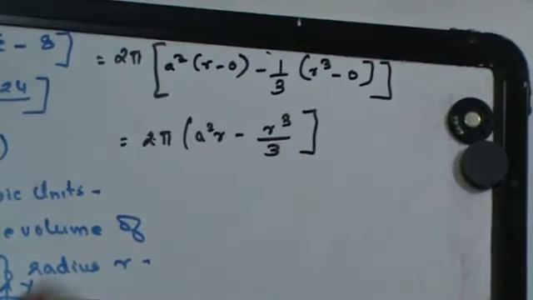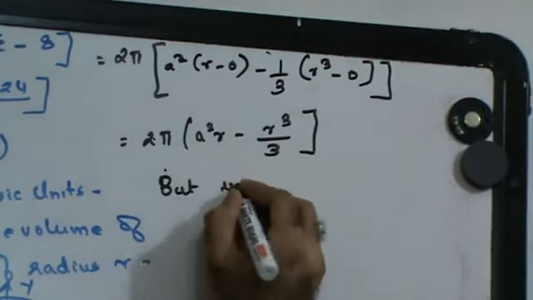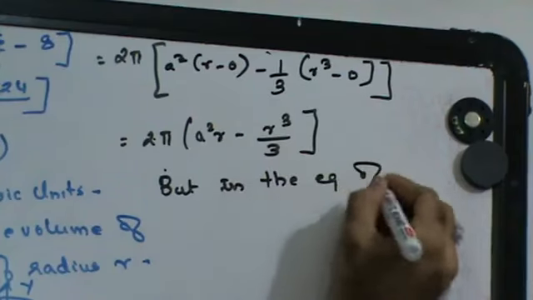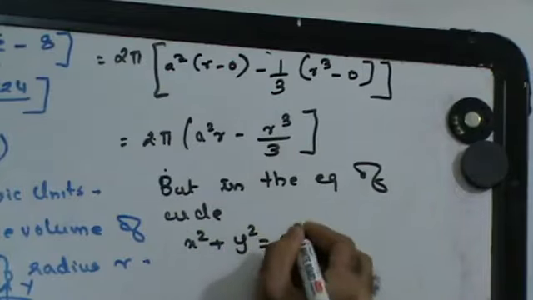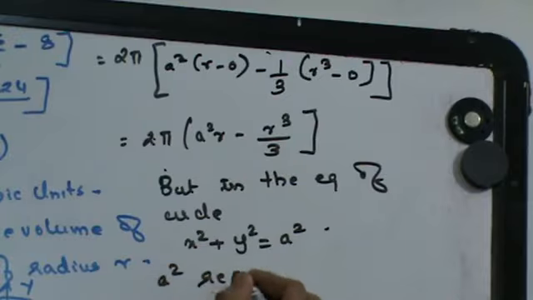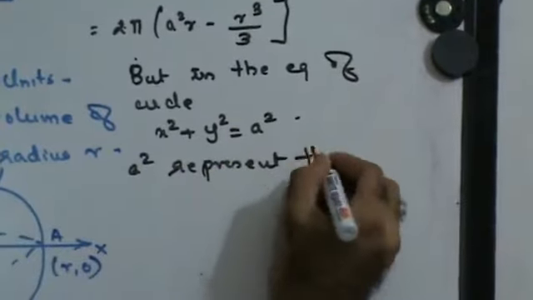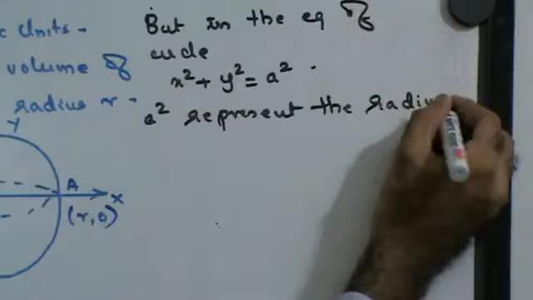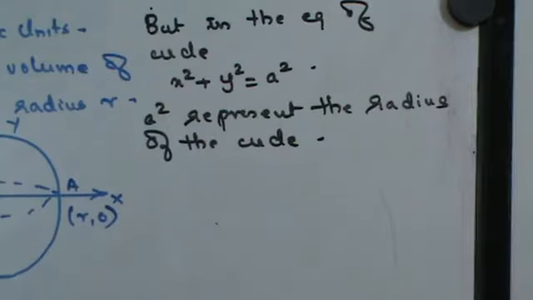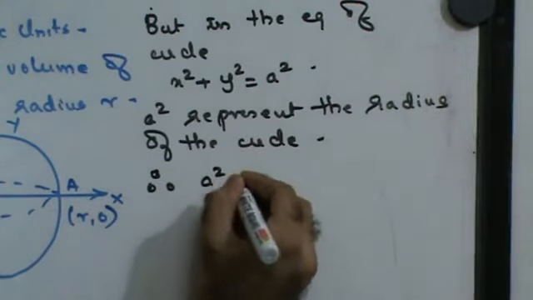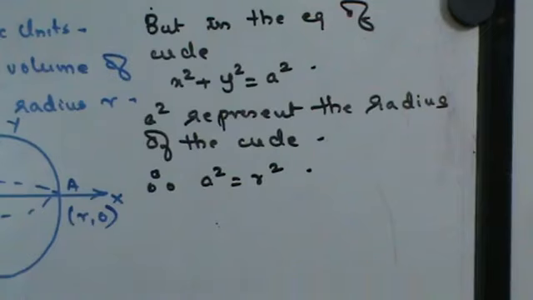Right? But in the equation of circle, x square plus y square is equal to a square. A square represents the radius of the circle. Right? In this equation, x square plus y square is equal to a square. What is a square? A square is the radius of the circle. Therefore, I can say that a square is nothing but equal to r square. If a is the radius, that means a square will be equal to r square.